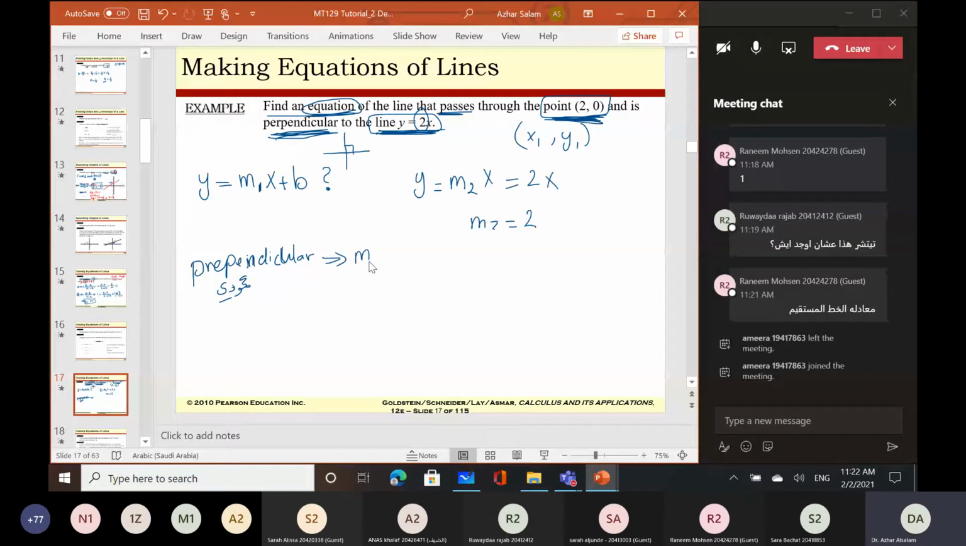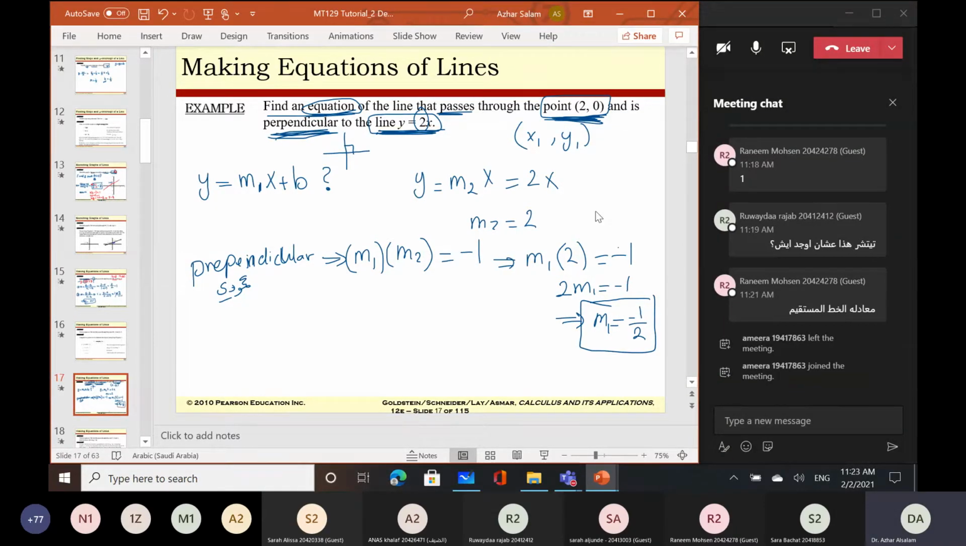then the property that I will use is that m1 multiplied by m2 equals minus 1. I have here m2, so m1 multiplied by 2 equals minus 1, which is actually 2m equals minus 1. So the slope is minus 1 over 2, minus half. Okay, I found m1. So I have here a slope and a point.